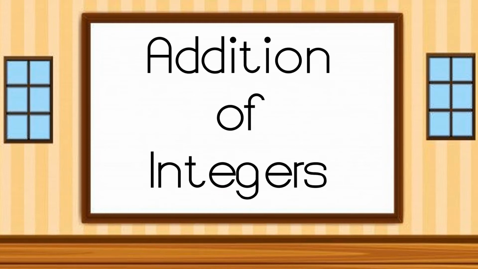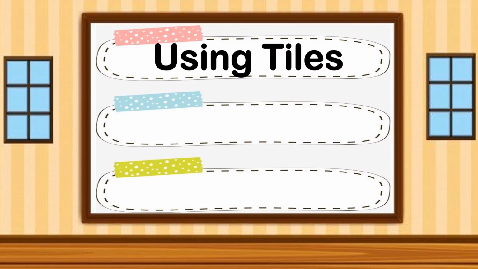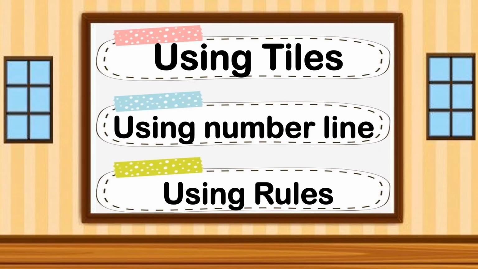Okay, so today in this video, we will discuss the addition of integers. So you will learn here how you will add integers. We have here three different ways on how we add integers. So ito yung tatlong iba't ibang paraan kung paano natin or paano kayo pwedeng mag-add ng integers. So una, pwede tayong mag-add ng integers using tiles, using number line, and using rows. Okay, so we will discuss it one by one.